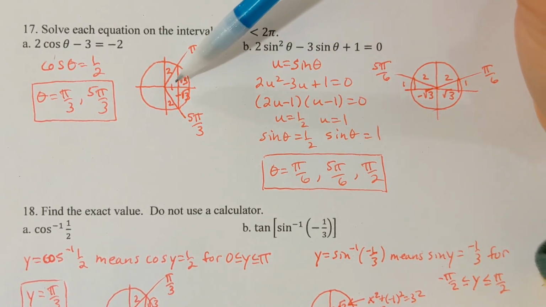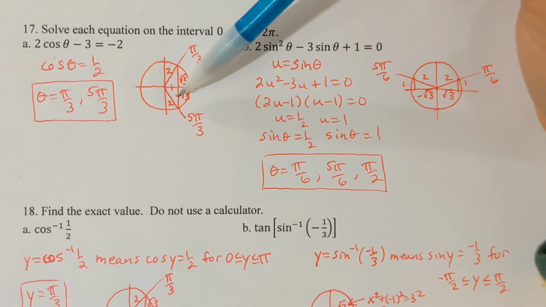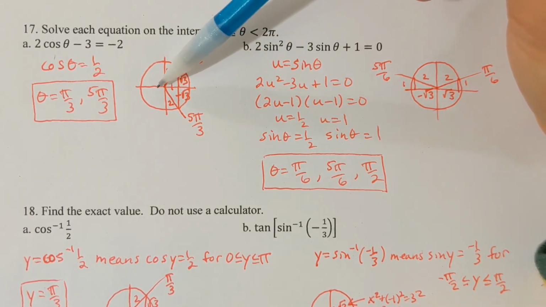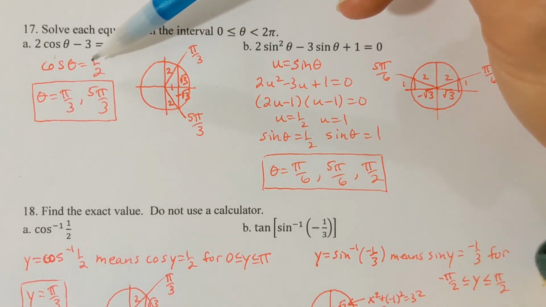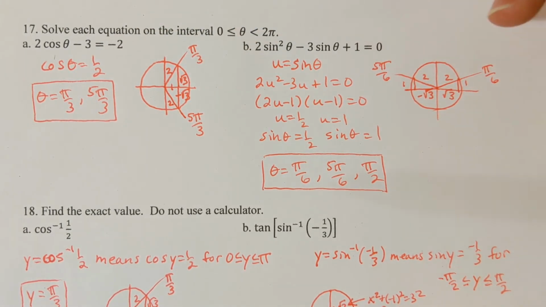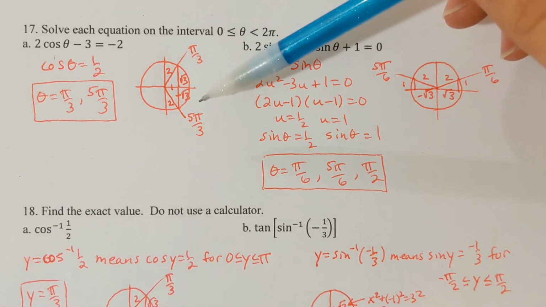Now if I were to flip this triangle over into quadrant 2 or quadrant 3, then that's going to affect the adjacent side. The adjacent side is going to be a negative 1, and I don't want that. I want the adjacent side to be a positive 1. So I'm only going to be building triangles in quadrants 1 and 4.